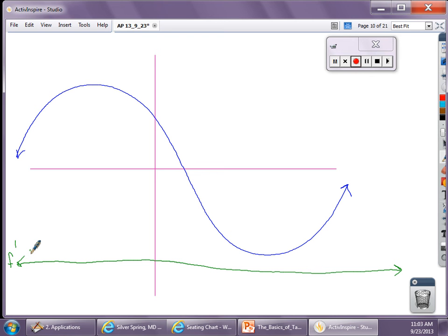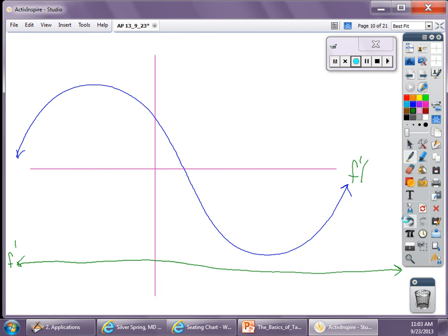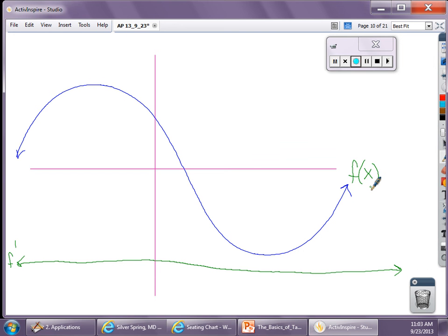So in your table groups, I would like for you to make your sign chart, double check that it matches the other people at your table groups. Please. This is the graph of f. Oh, sorry, I said f and then I wrote f prime. You don't have to label them underneath because I didn't scale it.